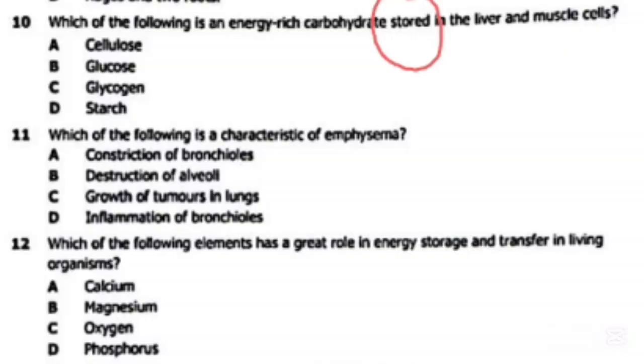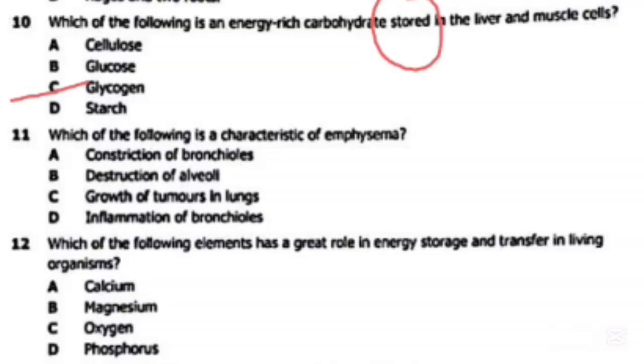One is in animals, one is in plant. So if you look at starch, the storage for glucose in plants, it is in starch. So starch is wrong because liver and muscle, we are talking about an animal, a human. So meaning our storage for human is glycogen, which is C.